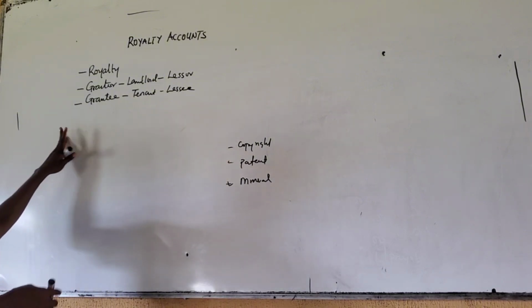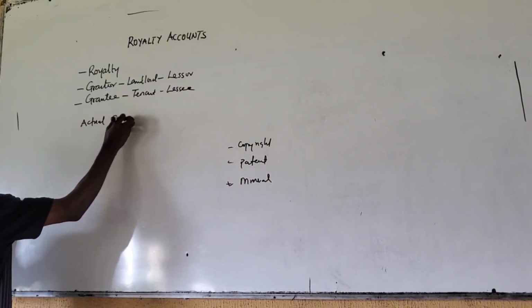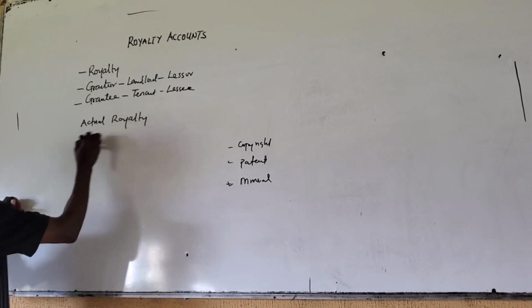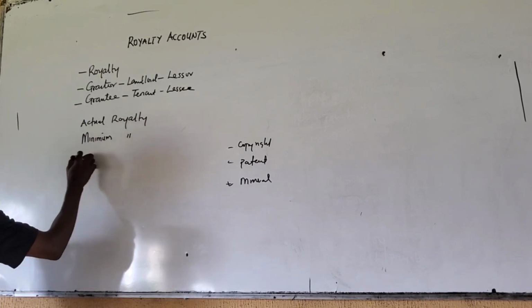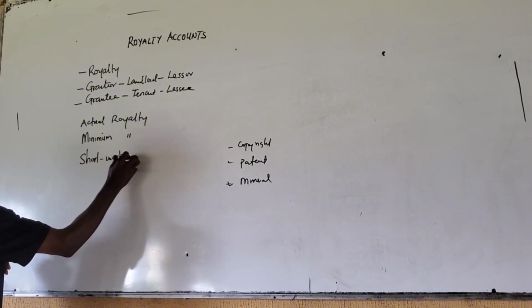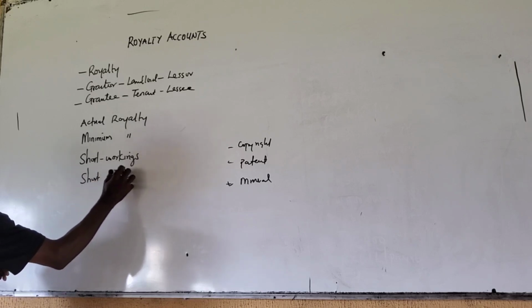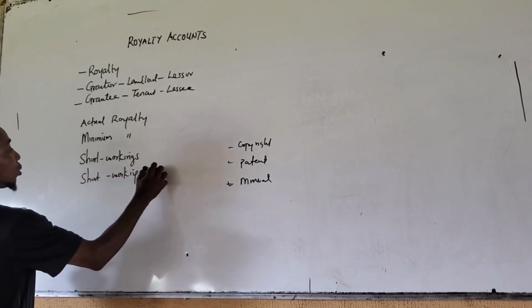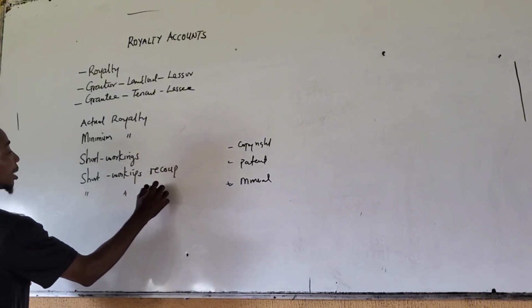Then it is important to understand what is actual royalty, minimum royalty. You should understand what is short workings. Then short workings recoverable or short workings recoup. Then we have short workings lapse.